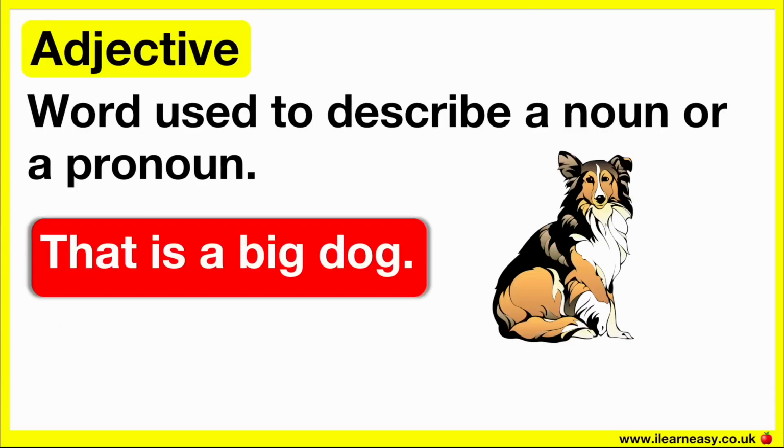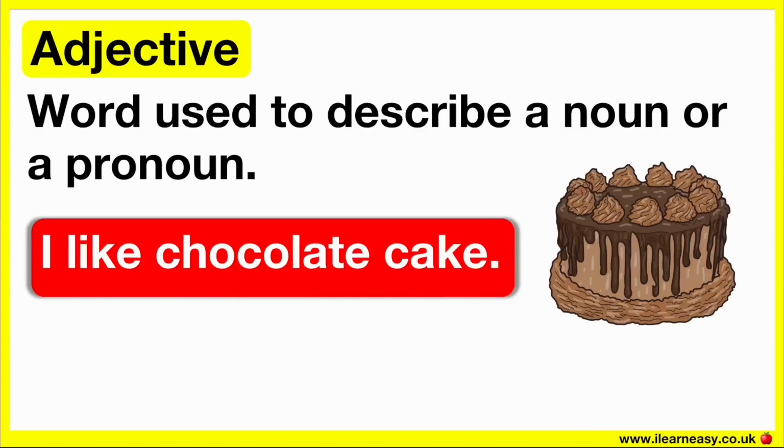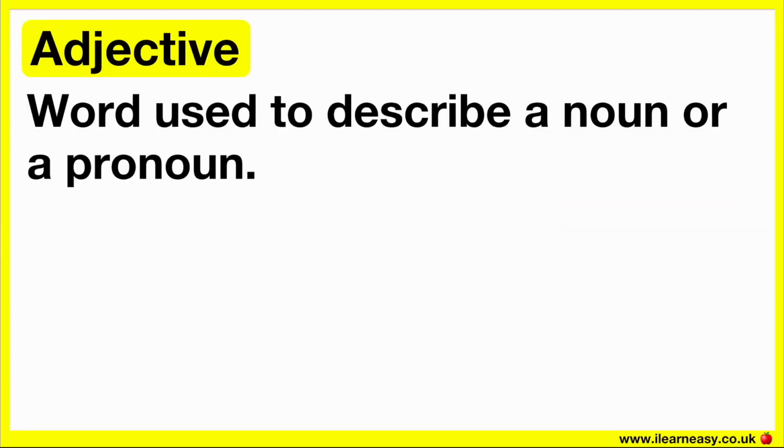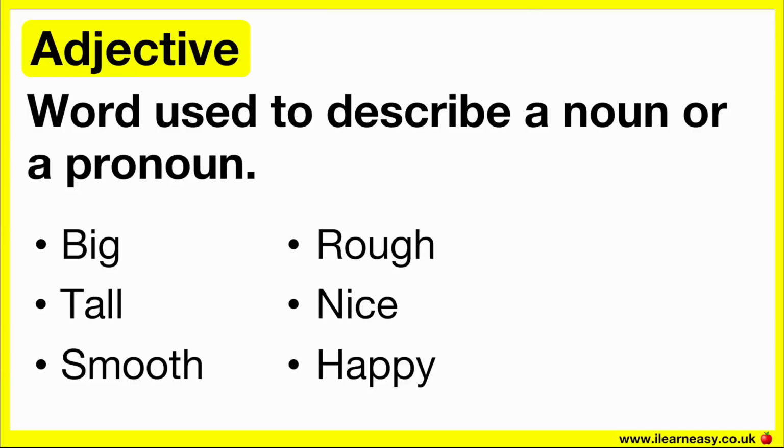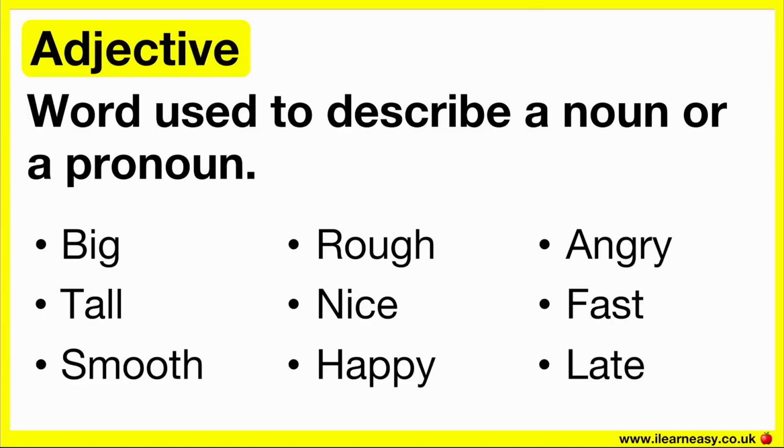For example, that is a big dog. The adjective in this example is big because it describes the size of the dog. I like chocolate cake. The adjective in this example is chocolate because it describes what kind of cake it is. Here are some examples of adjectives: big, tall, smooth, rough, nice, happy, angry, fast, late.